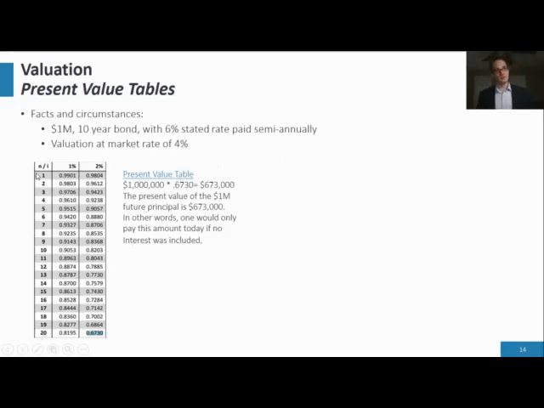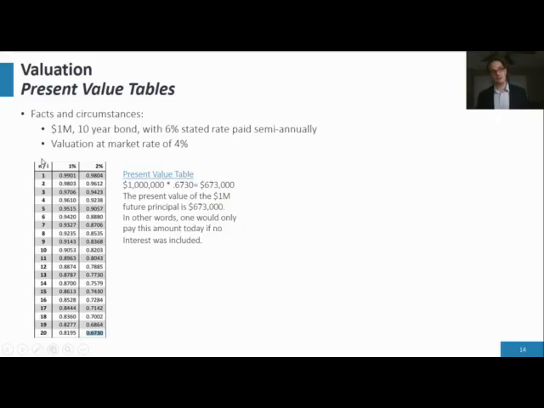We know it's a 10-year bond, but it's semi-annual, so we have 20 payments. So we go to 20. And then for the valuation, we're using the market rate, not the stated rate, which is 2%, because it's semi-annual, so we divide the 4% by 2. We multiply the periods by 2 and divide the market rate by 2. We get 0.6730 here. It's that simple. We just follow the chart.